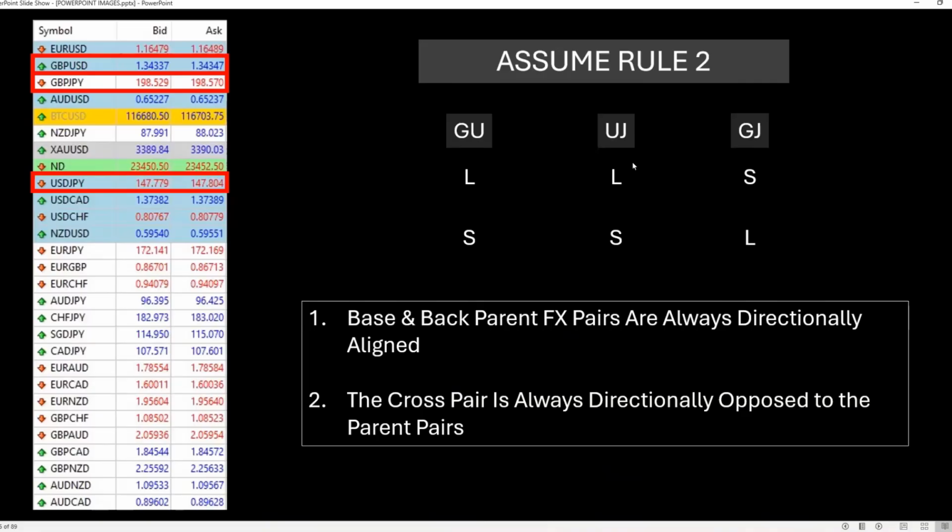And there's another condition. The cross pair must be directionally opposed, that means non-aligned in the other direction. So if both parents are long, the cross pair must be short. If both parents are short, the cross pair must be long. You'll understand why in a short while, but let's assume that this is rule number 2. Okay, let's go on to the next slide.